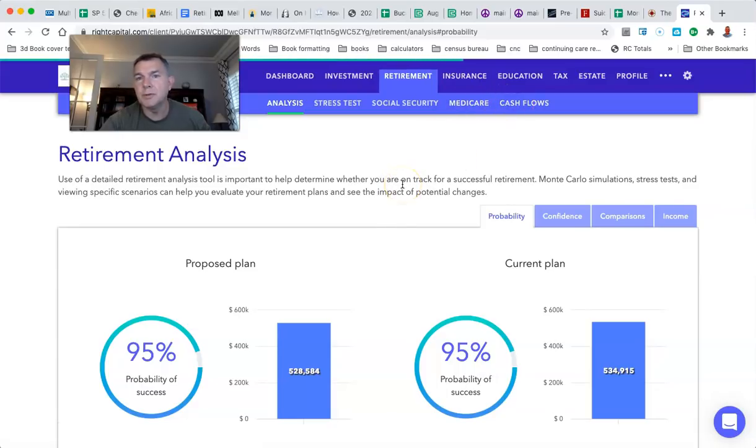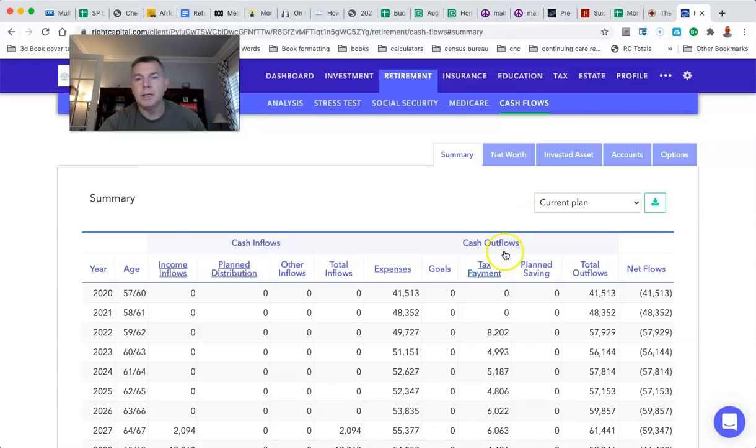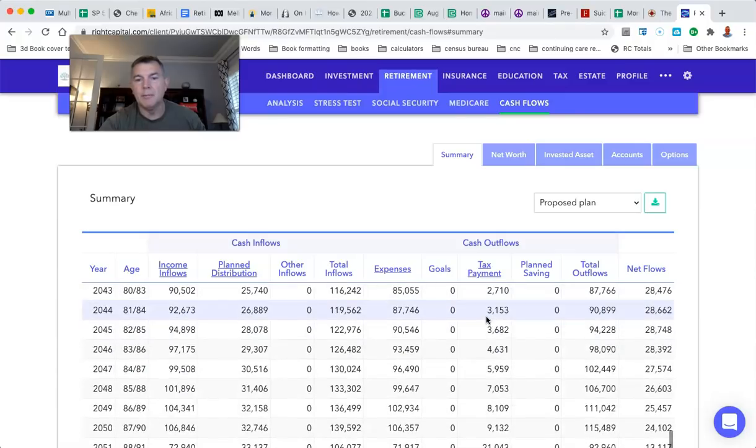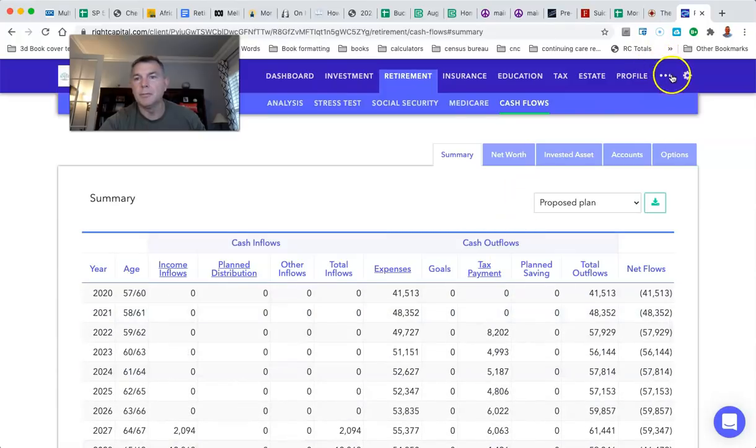Will that change much from the tax perspective? And tax payment here is, go to proposed plan. And you can see they're going to be paying a little bit more in taxes on the front end, but it's not even that much different. It's actually hardly any difference at all.